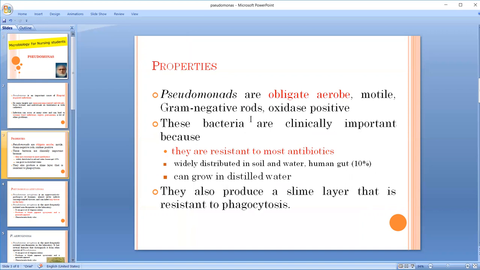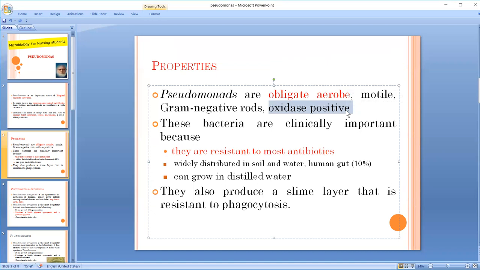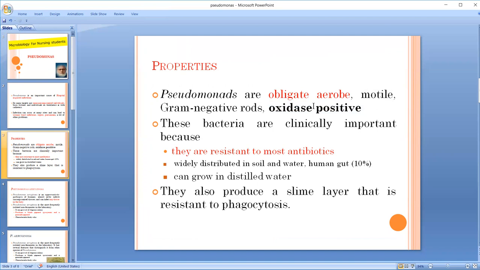Their bacteriological properties: they are obligate aerobes. This is the most important property. Most of the gram-negative bacteria are facultative anaerobes, but they are obligate aerobes. They are motile and oxidase positive. This is another important property. Enterobacteriaceae are oxidase negative, but these are oxidase positive. So these 2 points, obligate aerobe and oxidase positive, you must remember.